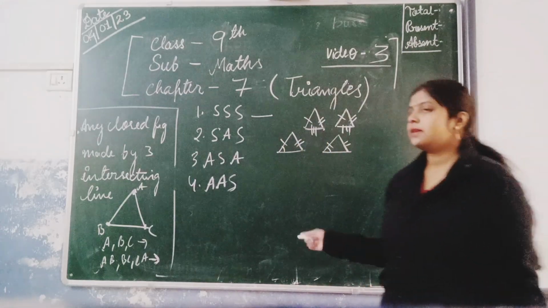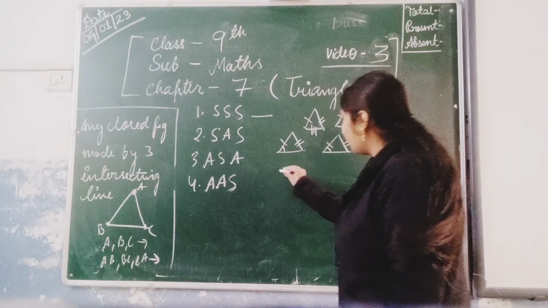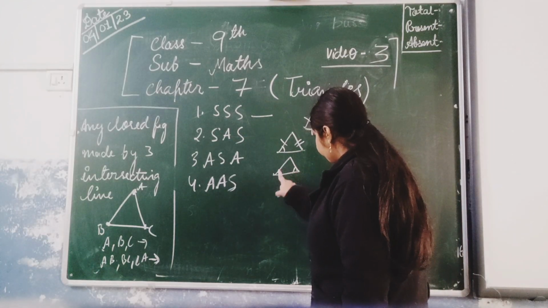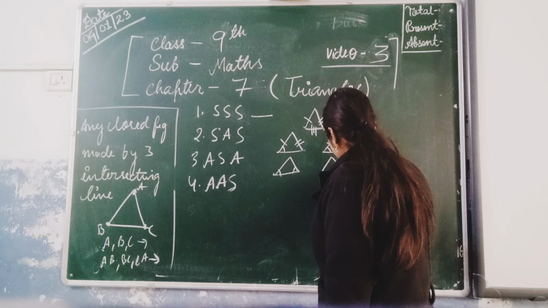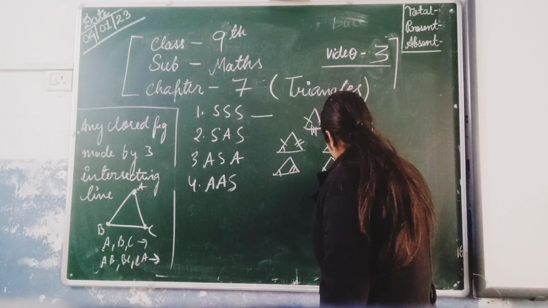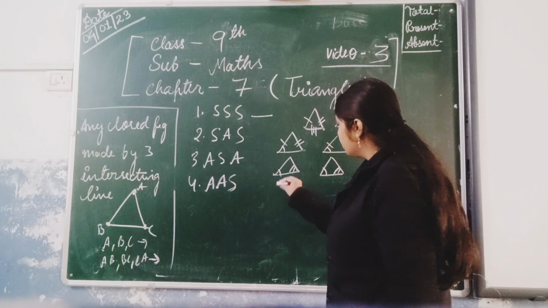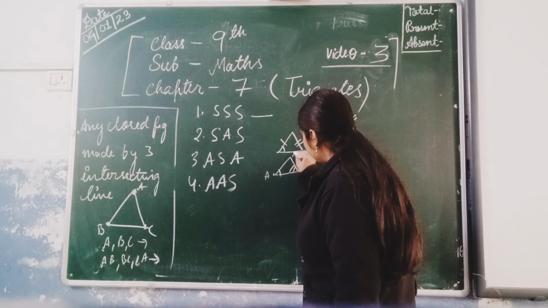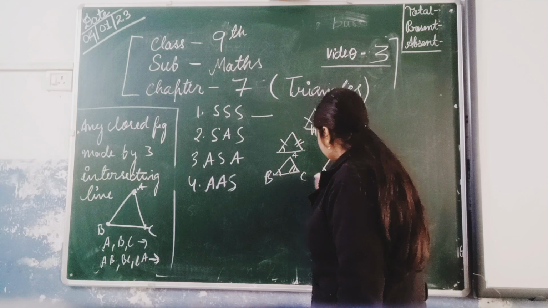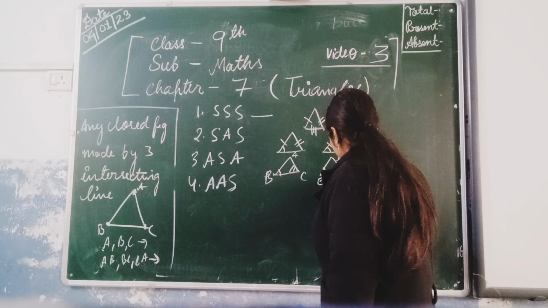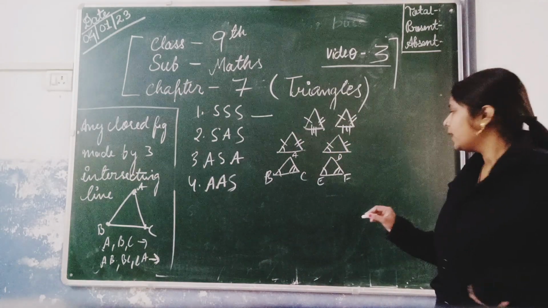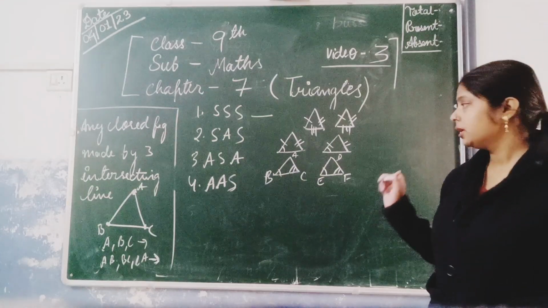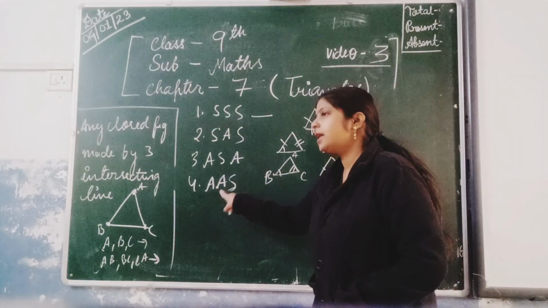Okay. Third, it is angle, side, angle. Suppose it is given 2 angles are equal here and 2 angles here. Mark them with double lines so that you will not be confused. So for angle, side, angle, suppose we are marking the triangles as A, B, C and D, E, F. Angle, side, angle means 2 angles are equal and 1 side is equal. Fourth, it is again angle, angle, side.